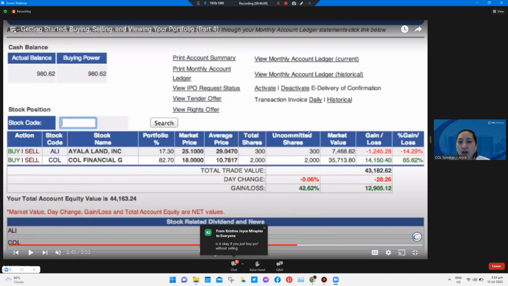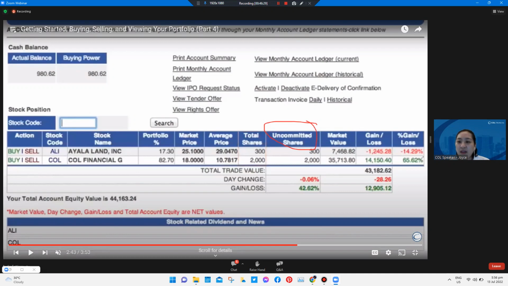Then there are the total shares. Now, a lot of people ask me, what is uncommitted share? Uncommitted shares are the number of shares that you can sell. That means you don't have a sell order for them, so you can sell them at any time. As you can see here, it's also 300, same as your total shares. That means you don't have any selling order.